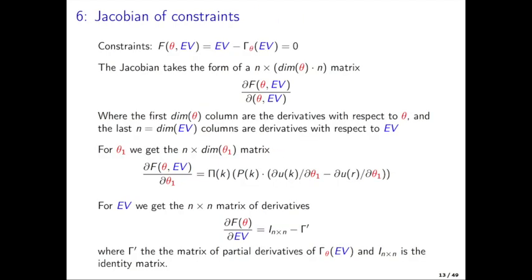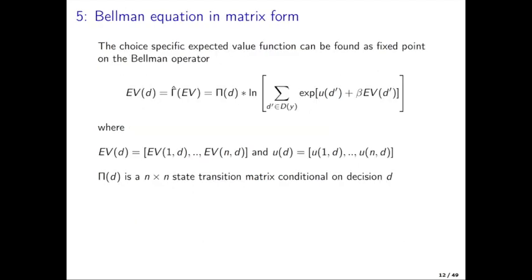Okay, so now you want to differentiate this, right? Or you want to differentiate the Jacobian of the constraints. And see, the Jacobian of the constraints, well, that's a matrix, right? Because the Bellman equation itself imposes n constraints. There's a constraint for each of the expected value functions, right? I mean, this is a vector, right? So the n vectors, there's n constraints.